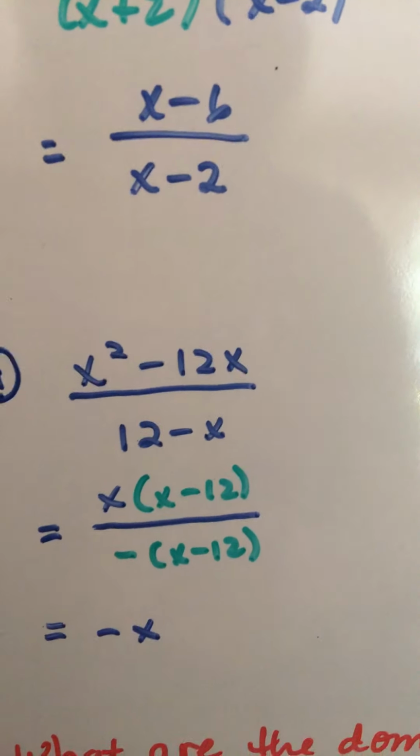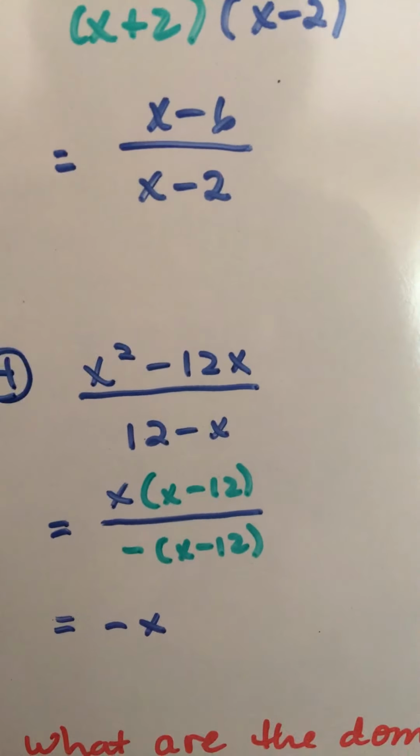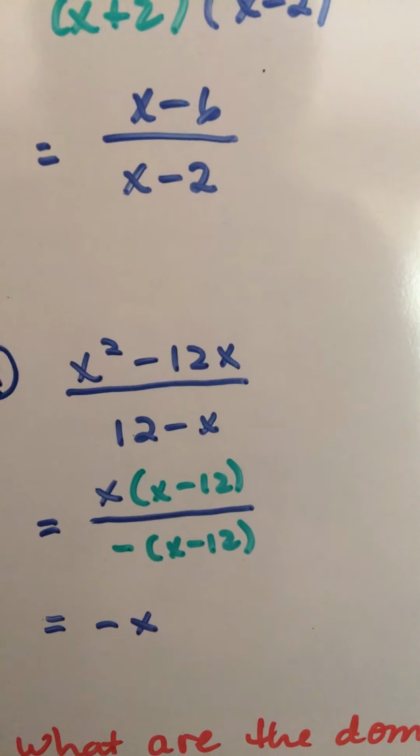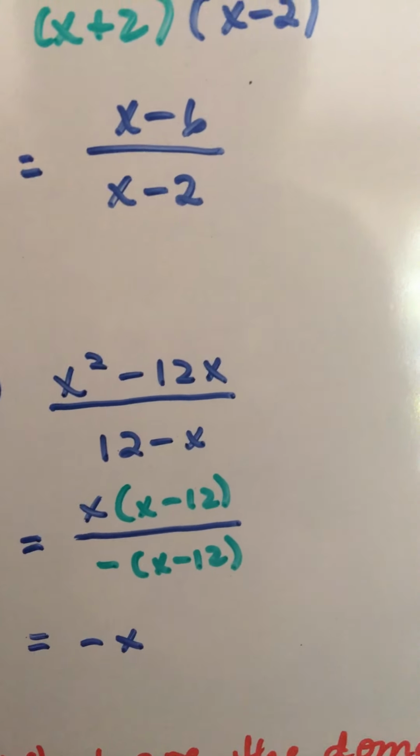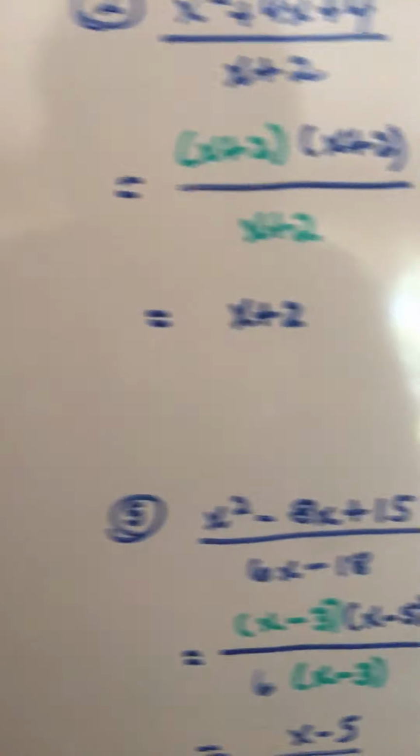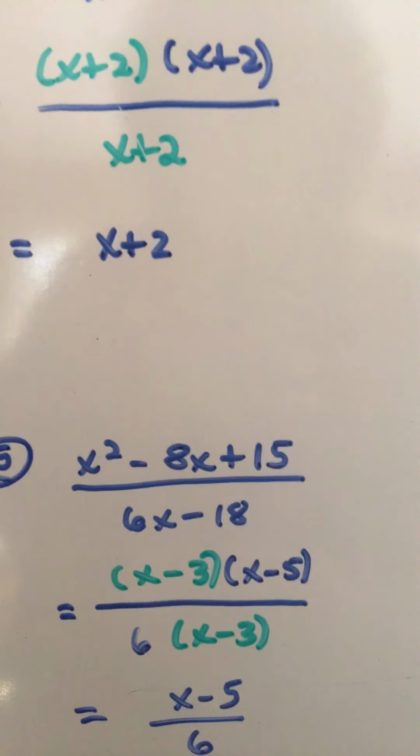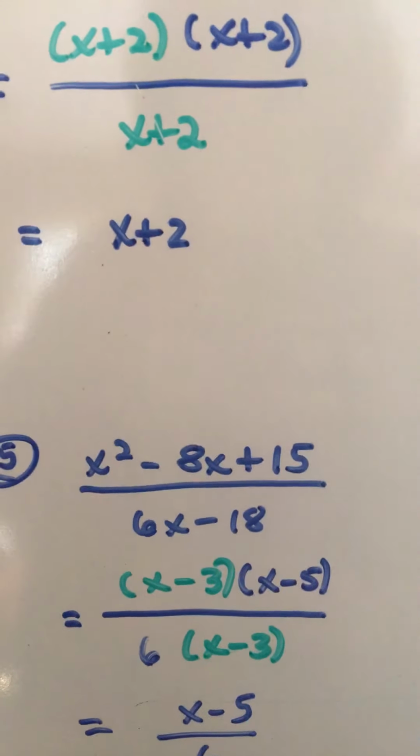The next one, I go ahead and I factor the numerator. It's a common factor. The denominator, most of you would prefer to factor out the negative, even though you could see they're opposites, and I get -x. Now I have to factor both. There is no way around it.